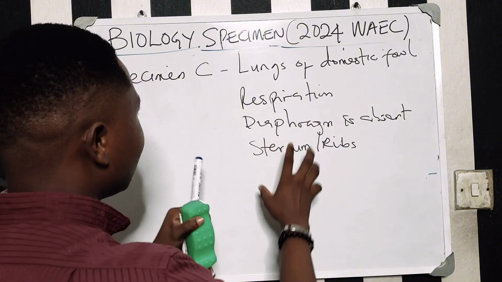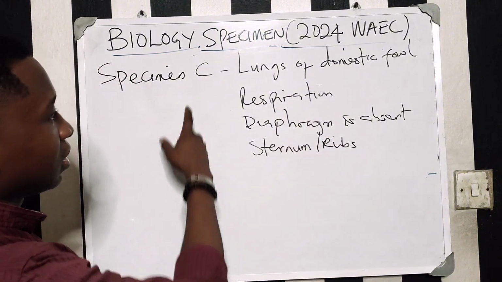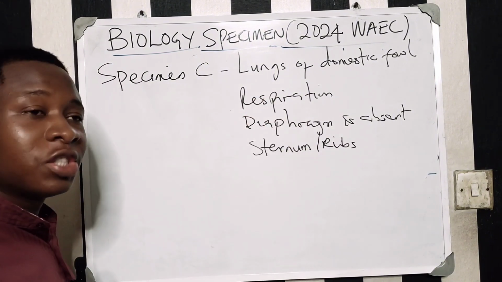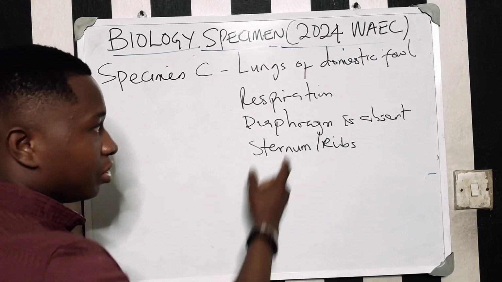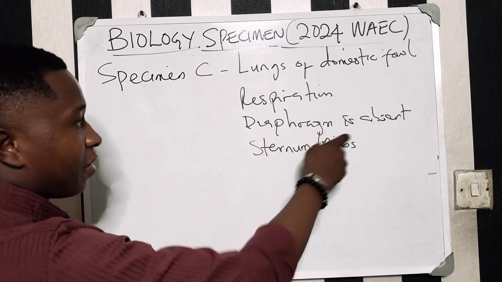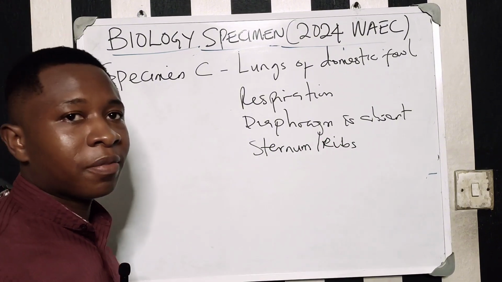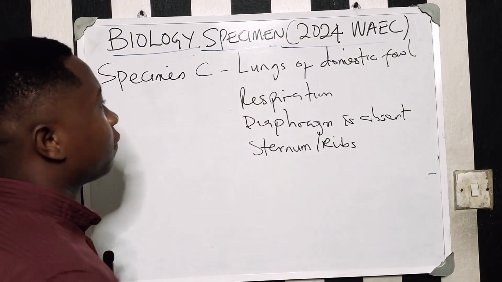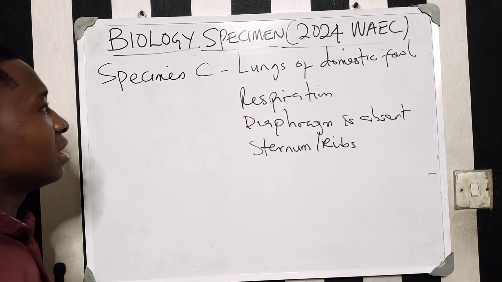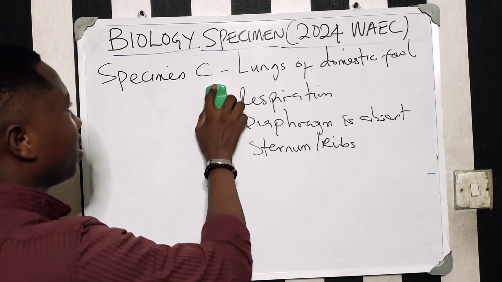Okay, so that is about specimen C. Firstly, it's used for exchange of gases, which is respiration, and the diaphragm is absent. The sternum is used in place of the diaphragm. So that's for specimen C. And let's look at the next specimen, which is specimen D.